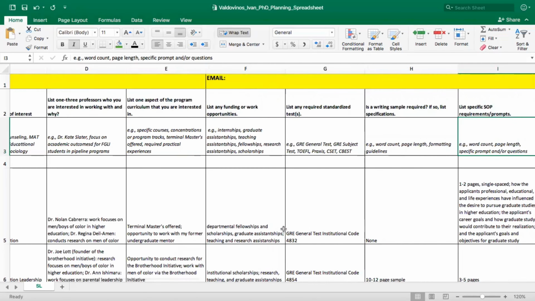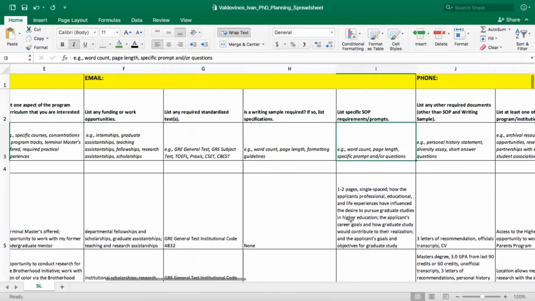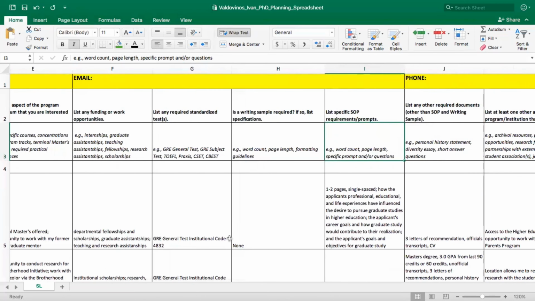The department did offer fellowships and scholarships, but mostly the applicants and the people that went there would have to work as a graduate assistant, teaching, or research assistantship. So that's kind of like the funding that you would be offered, or that you can hold if you end up going there. They only required the GRE, the general test, and I put the institutional code there. So if I did sign up for the GRE test, I would be able to know what the code is for that school.